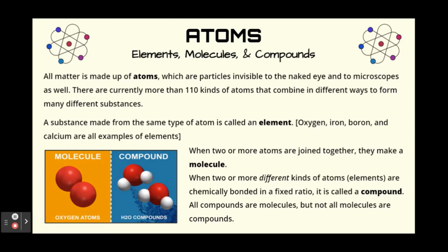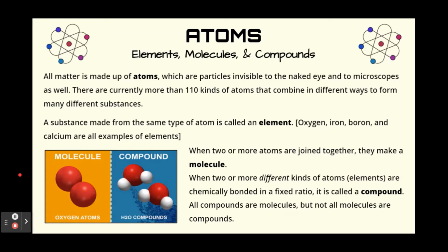So when two or more atoms are joined together, they make a molecule. They can be same atoms, different atoms, just any atoms joined together make a molecule. And here we have a picture. So for a molecule, we have oxygen atoms. These are just two oxygen atoms combined, and that's what a molecule is.